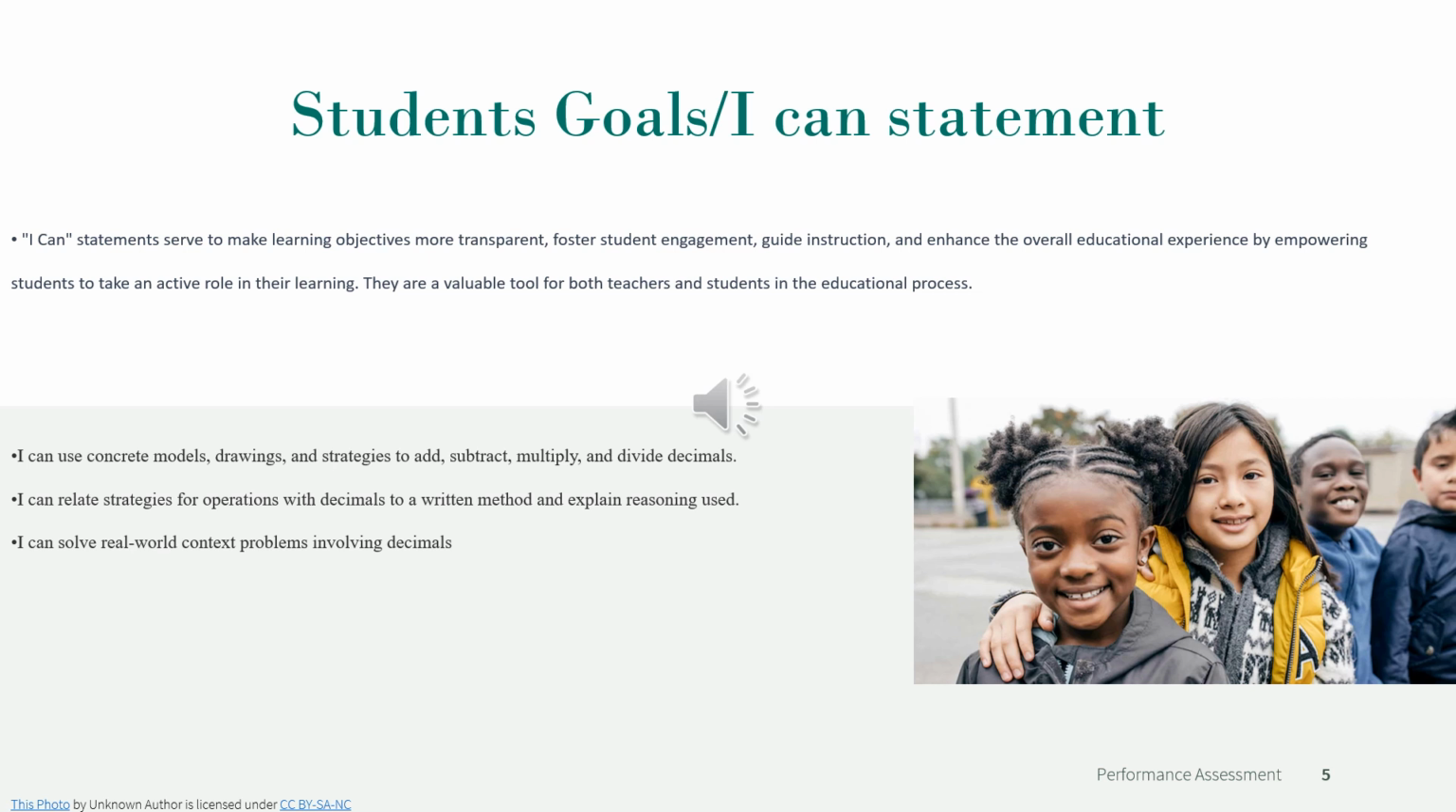I can use concrete models, drawings, and strategies to add, subtract, multiply, and divide decimals. I can relate strategies for operations with decimals to a written method and explain reasoning used. I can solve real world context problems involving decimals.